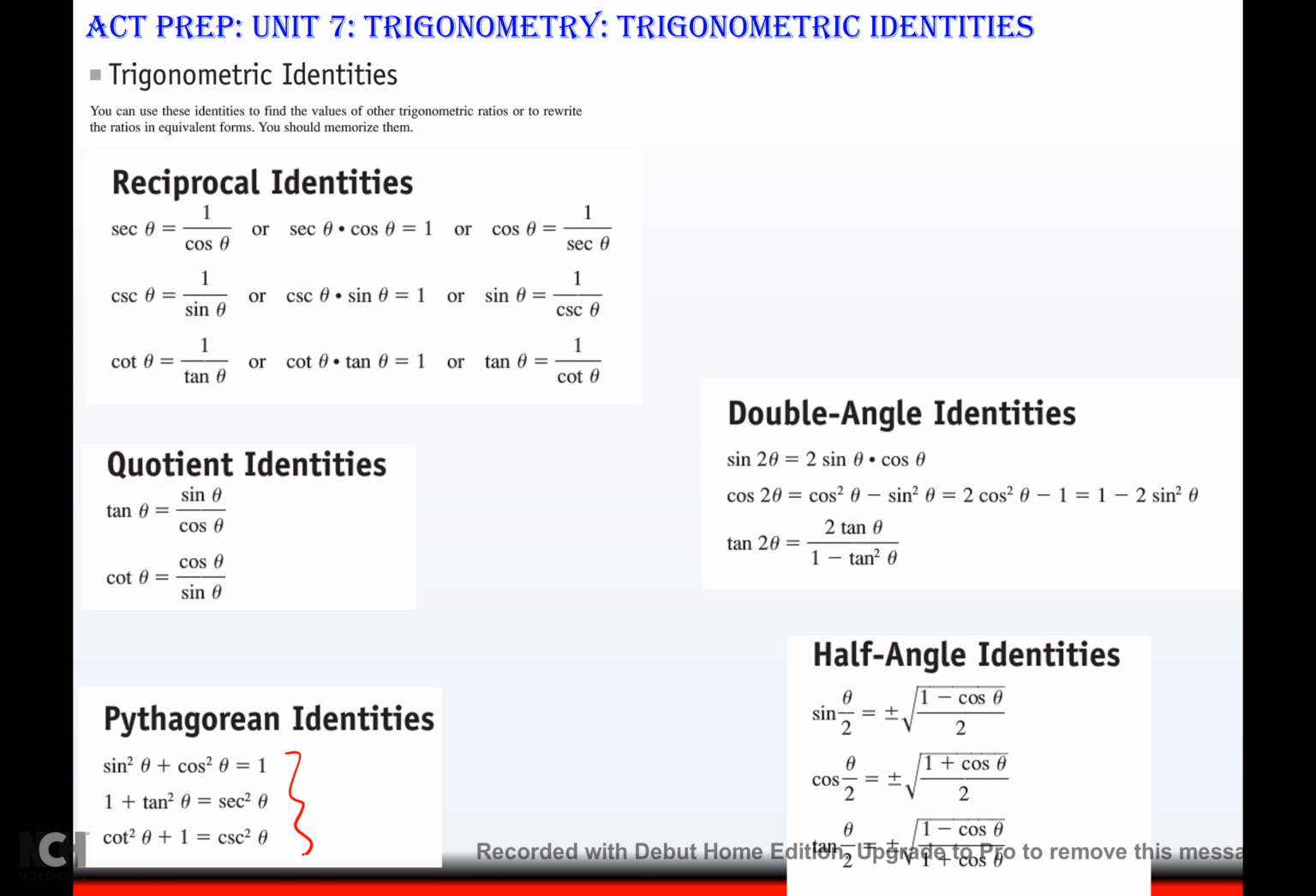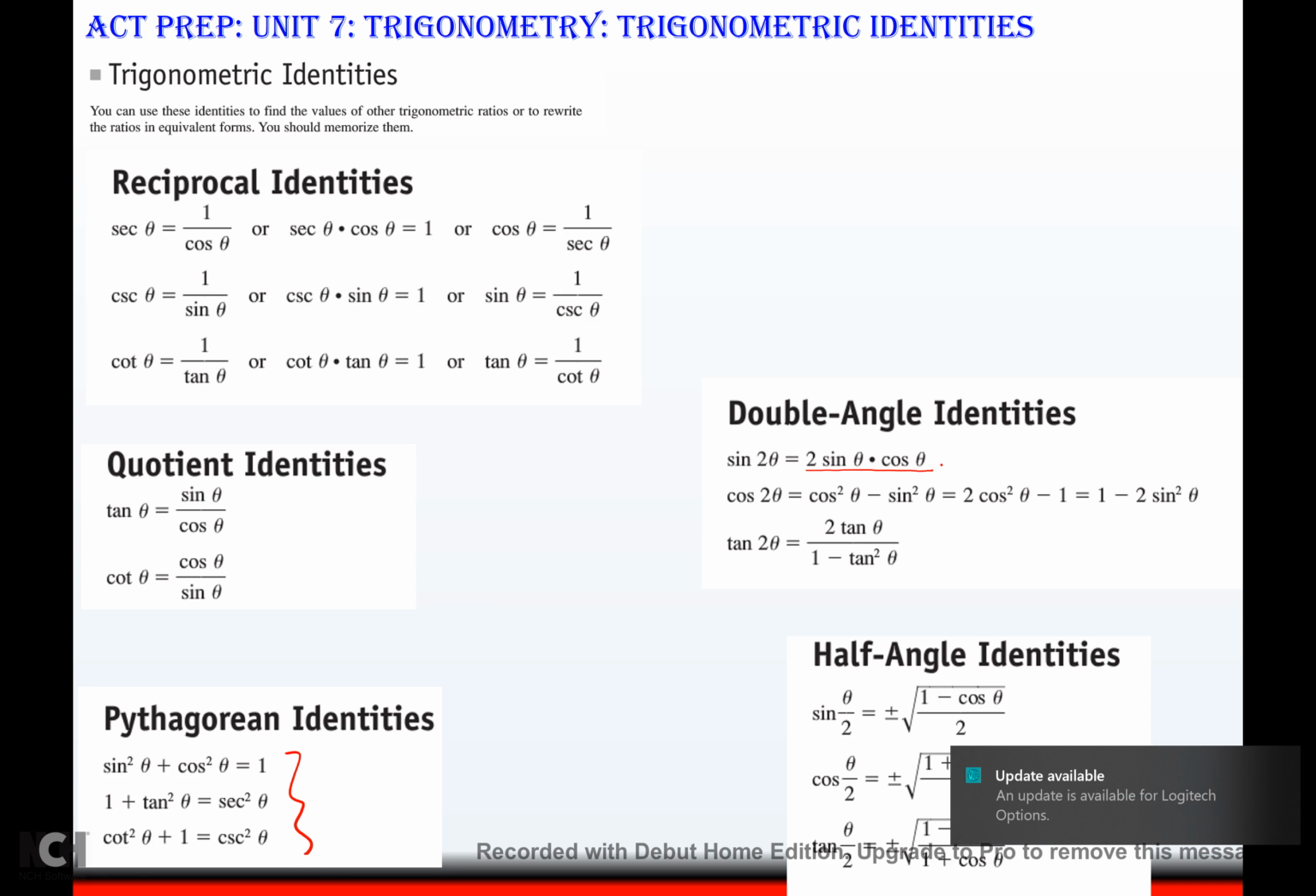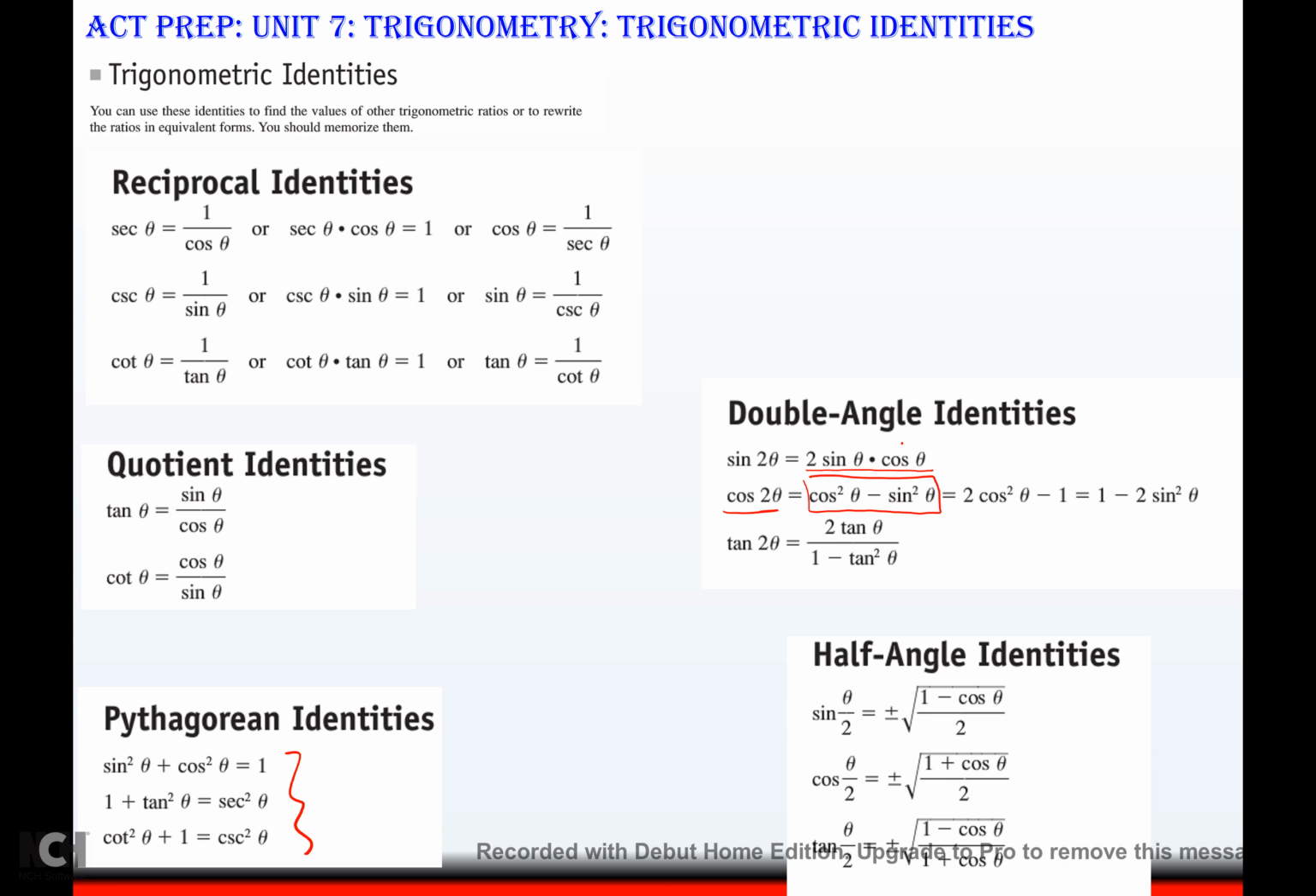Your double angle identities, sine of 2 theta, you can rewrite as 2 sine theta times cosine theta. Cosine 2 theta is neat because you have 3 choices. You can either rewrite it as cosine squared minus sine squared, or you can rewrite it as 2 cosine squared minus 1, or you can write it as 1 minus 2 sine squared theta. Okay, and your tangent of 2 theta is 2 tangent theta over 1 minus tangent squared theta.